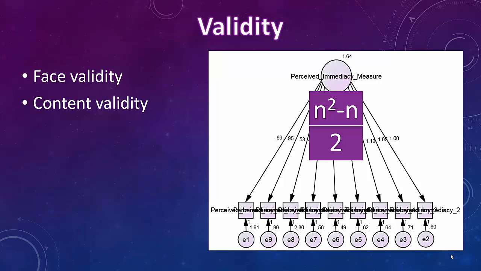If I have one item, 1 squared is 1, minus 1 is 0, divided by 2 is 0. So if you have one item, you have no unique correlations. How about if I have 2? 2 squared is 4, minus 2 is 2, divided by 2 is 1. So if I have 2 items, I have 1 correlation between them. How about 3? 3 squared is 9, minus 3 is 6, divided by 2 is 3. If I have 3 items, I have 3 unique correlations. How about 4? 4 squared is 16, minus 4 is 12, divided by 2 is 6.